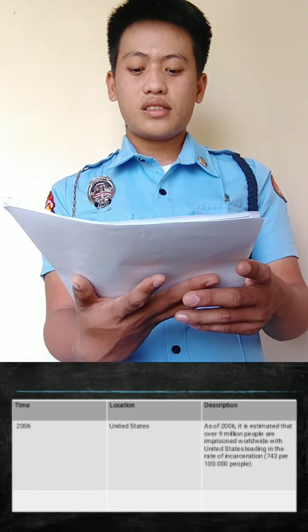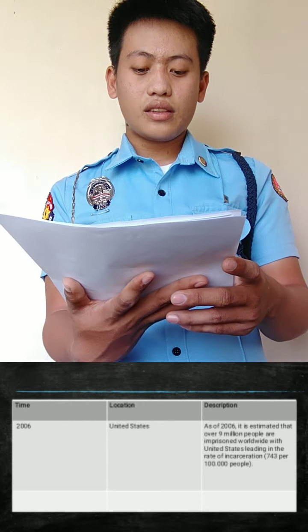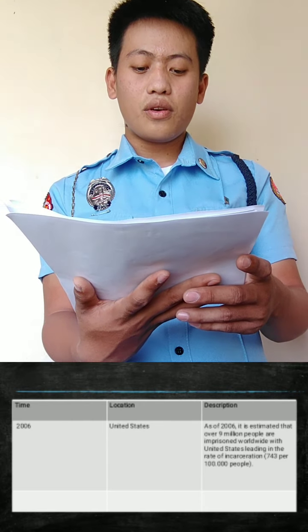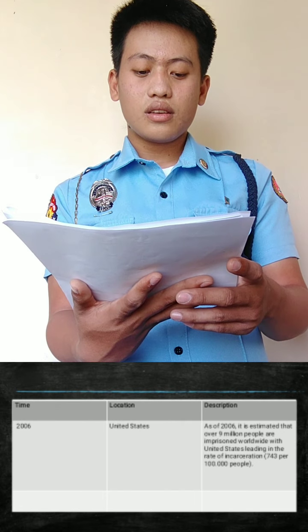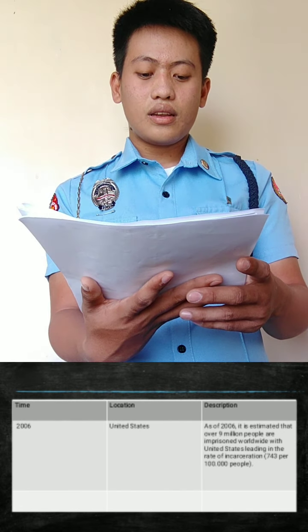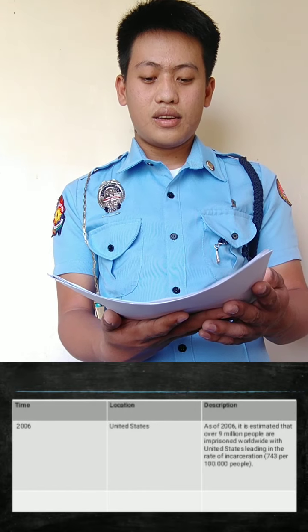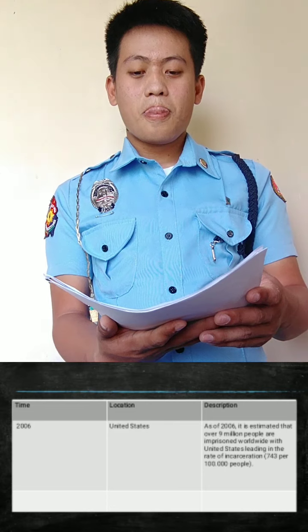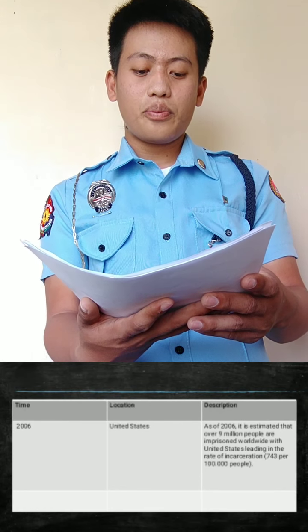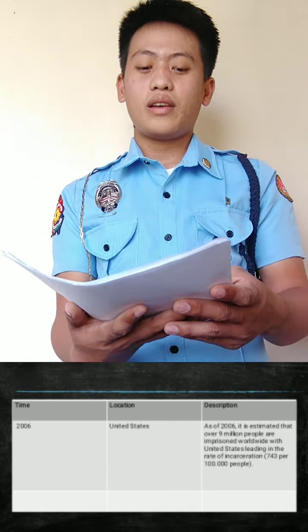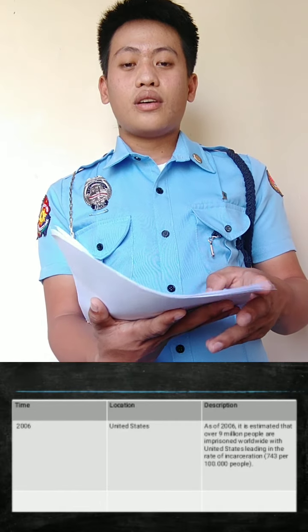In 2006, it is estimated that over 9 million people were imprisoned worldwide, with the United States leading the rate of incarceration at 743 per 100,000 people. So imagine how many prisoners are being put into prisons.